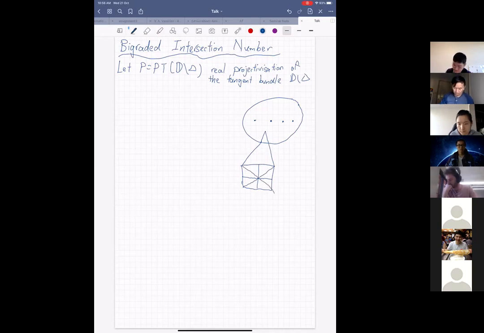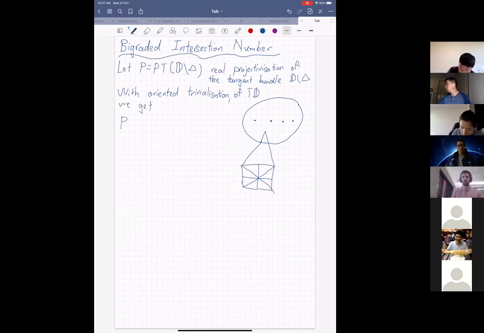But in differential geometry language, you should take a trivialization, an oriented trivialization, of my tangent bundle. And then we can get that this P is actually RP1 cross the punctured disk. Okay, we projectivize it. And later we will see how useful this projectivization is.